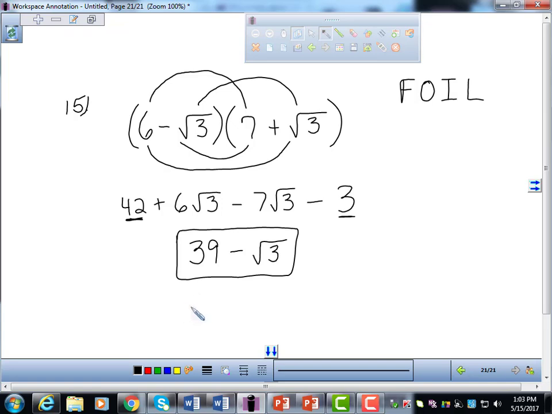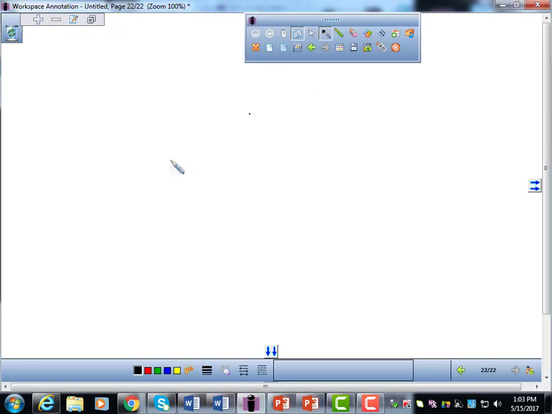All right, let's look at 16, where we're going to rationalize the denominator. Y'all love those. Did you say hate? Don't be a hater.